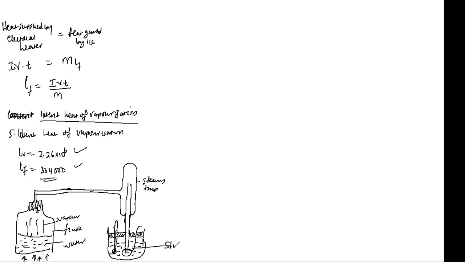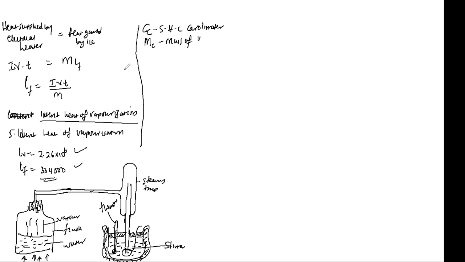The stirrer. This vessel is lagged to assume that no heat is lost to the surrounding. And this one is a thermometer. So the calorimeter of specific heat capacity, Cc, is measured when empty. So you get the mass of the calorimeter when it's empty, and it is recorded.